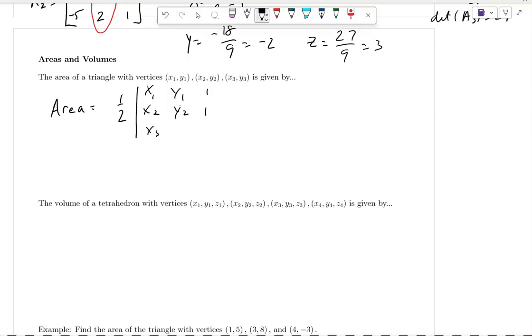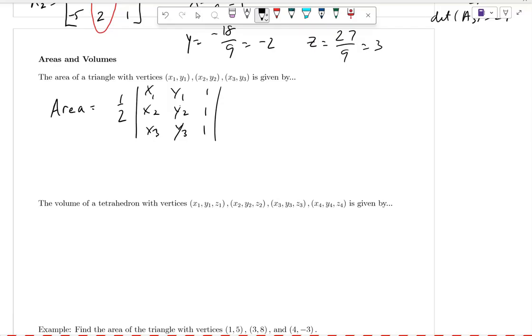You can put your points in along with a 1 down the column. And actually, it doesn't matter where you put the ones, by the way. You could put the ones in the middle or put the ones in the front. The book just writes it on the end. Turns out to be 1/2 of that.